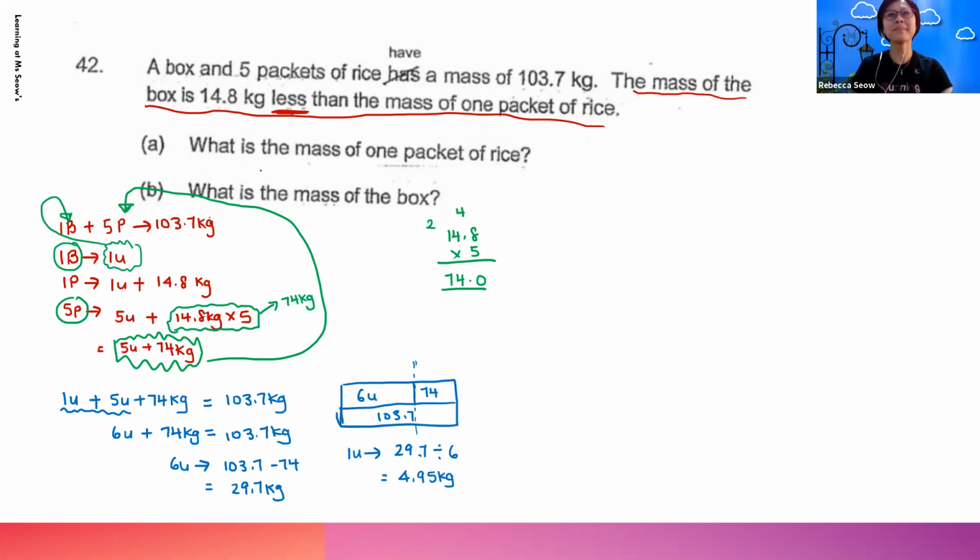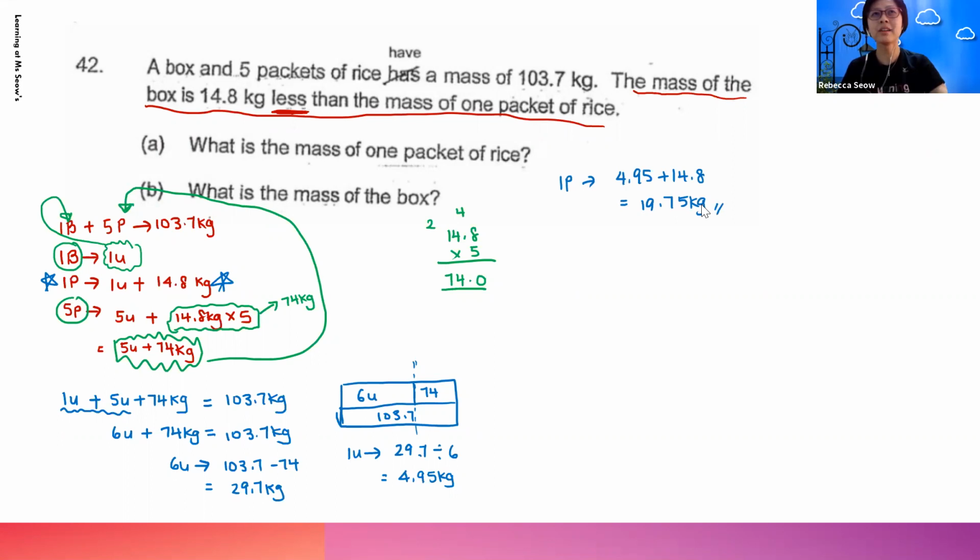The question asks you, what is the mass of one packet of rice? So one packet of rice, we come back to where I drew the star. That's 1p. 1p equals 1u plus 14.8. So one packet of rice is equal to 4.95 plus 14.8. Okay, and that will give you 19.75 kg. And that will be our answer for A.